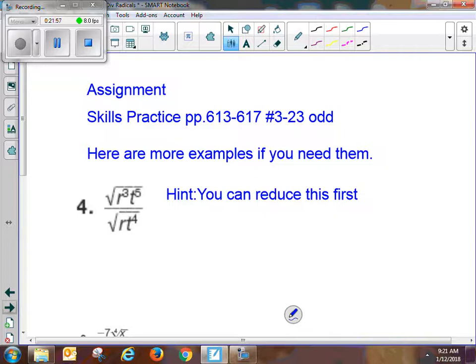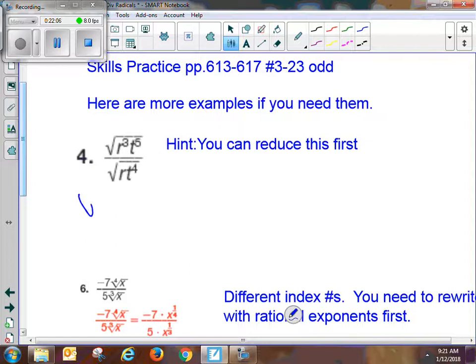Do you see that you could simplify? Could you reduce first? Because your indexes are the same? So if I want to reduce first, somebody tell me what to write in my next step. Square root of r squared t. Awesome. Okay. Anything else I can do? Square root of r squared is r. And then since it didn't say that my r value was greater than or equal to 0, I would put the bar around it because my index was even. Anybody not good?